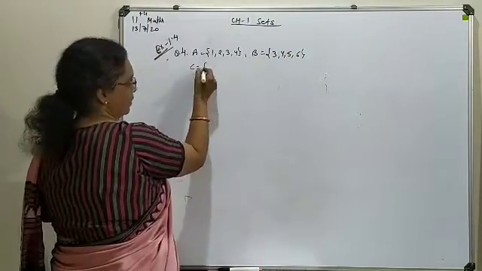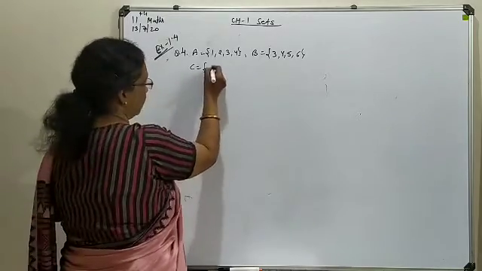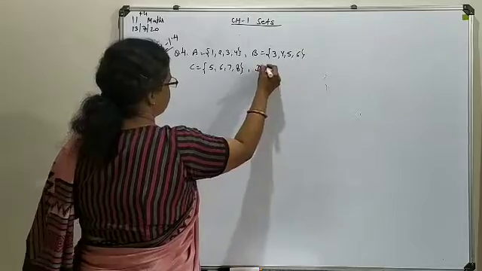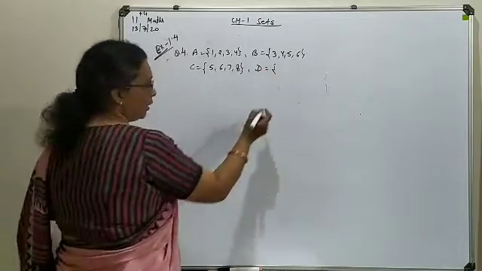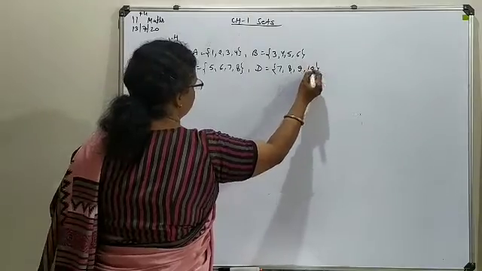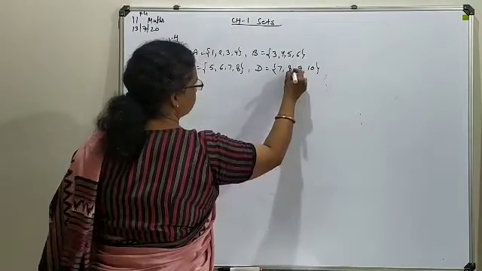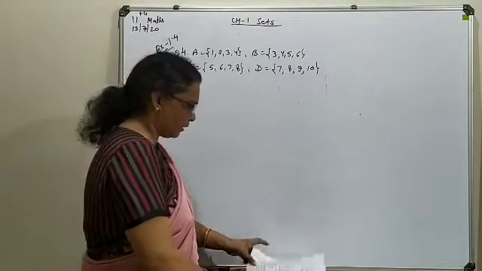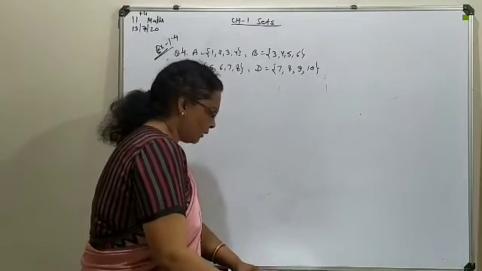Set B contains elements 3, 4, 5, 6. Set C elements are 5, 6, 7, 8. And the last one, D, having 4 elements, 7, 8, 9 and 10. Now here various combinations are available. So we are going to write some of them here.